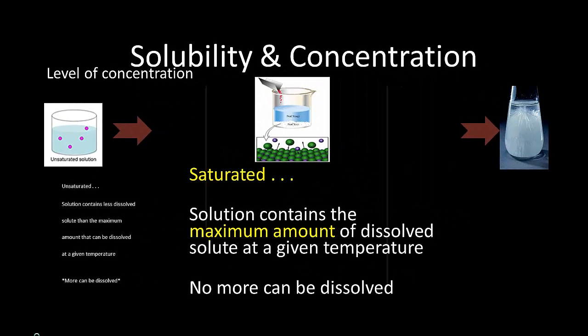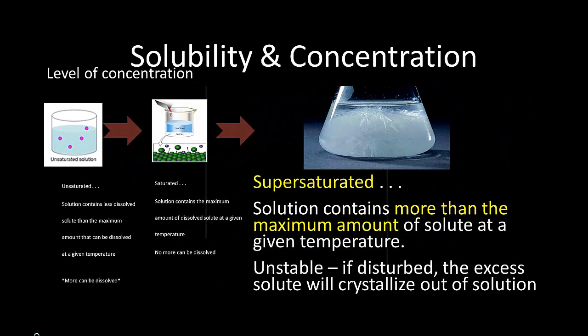The next type is a saturated solution, and that is the solution that contains the maximum amount of dissolved solute at a given temperature, which means it cannot dissolve any more, and it will typically settle out at the bottom. No more can be dissolved. And lastly, there's the supersaturated. Supersaturated is a solution that contains more than the maximum amount of solute at a given temperature. So it's holding more than it should be able to.